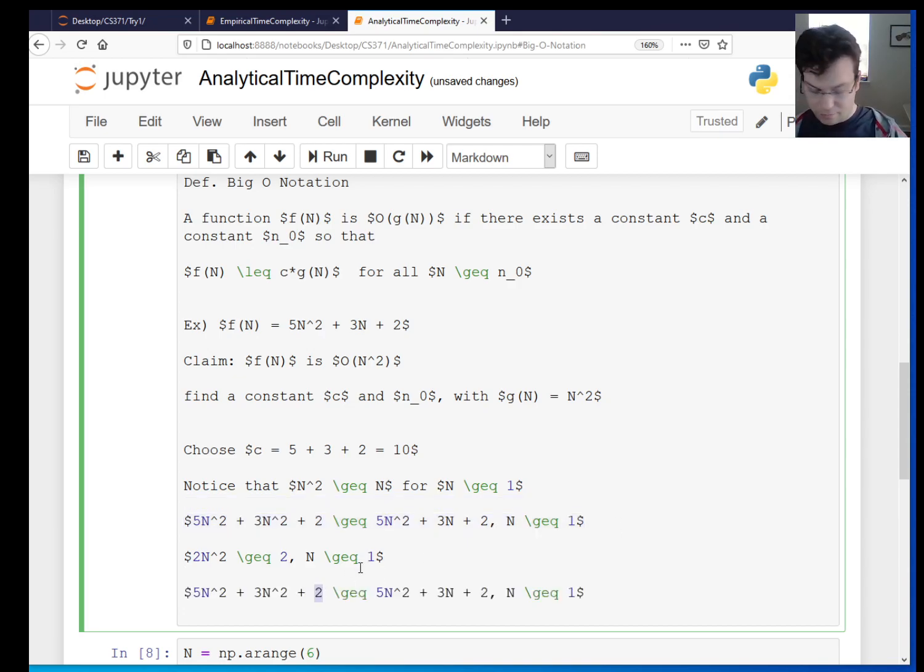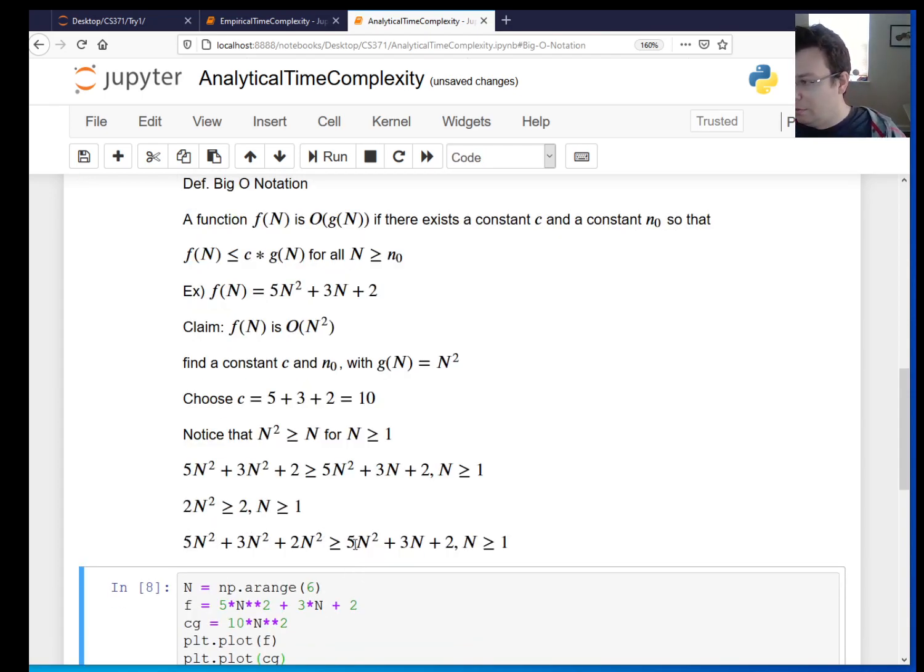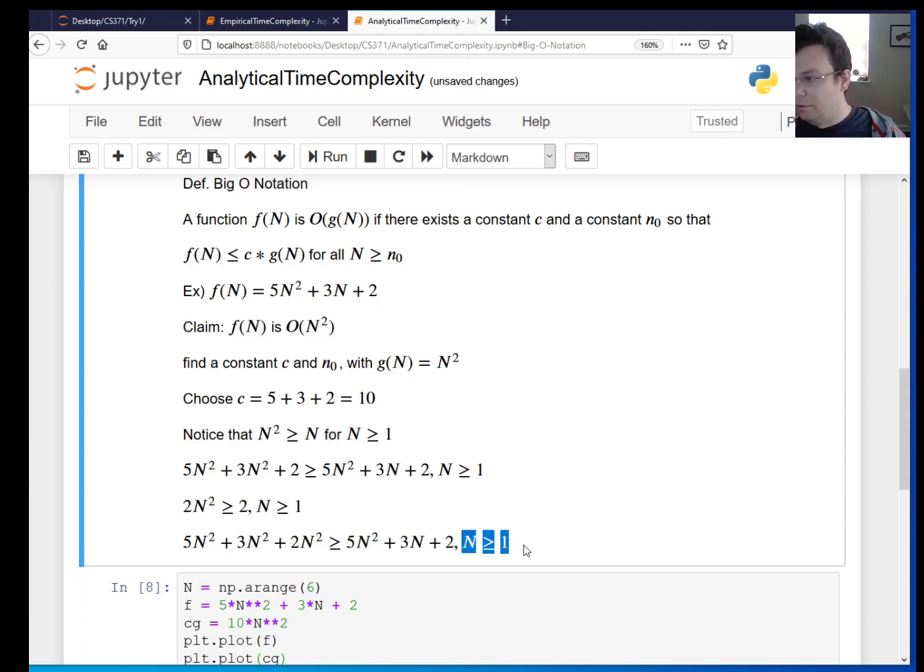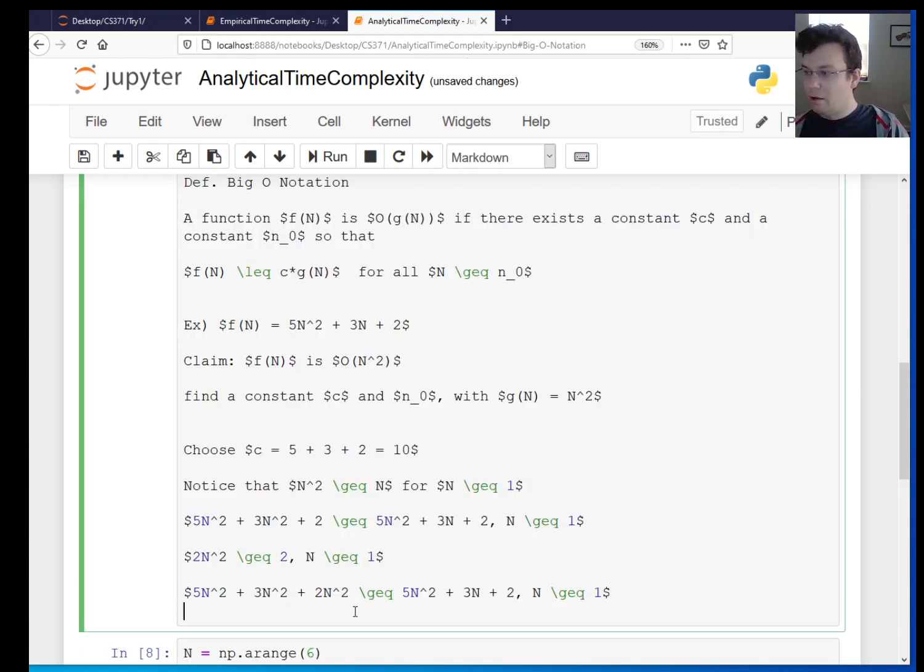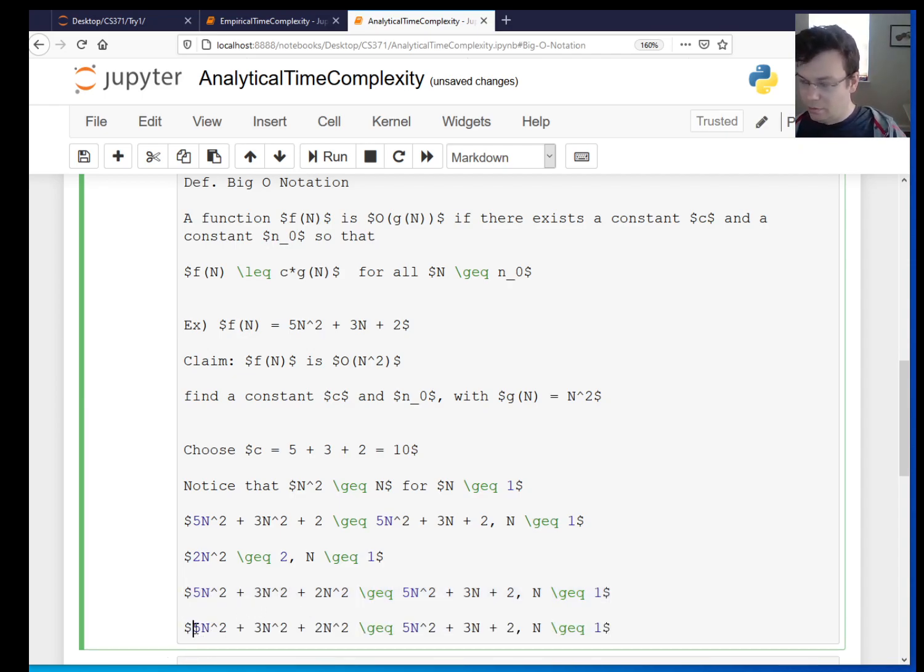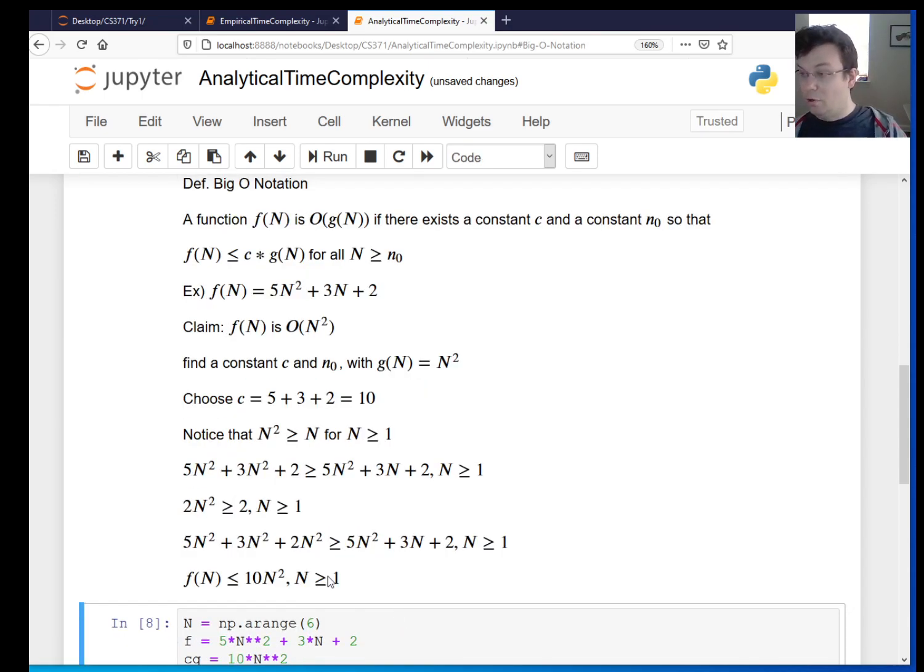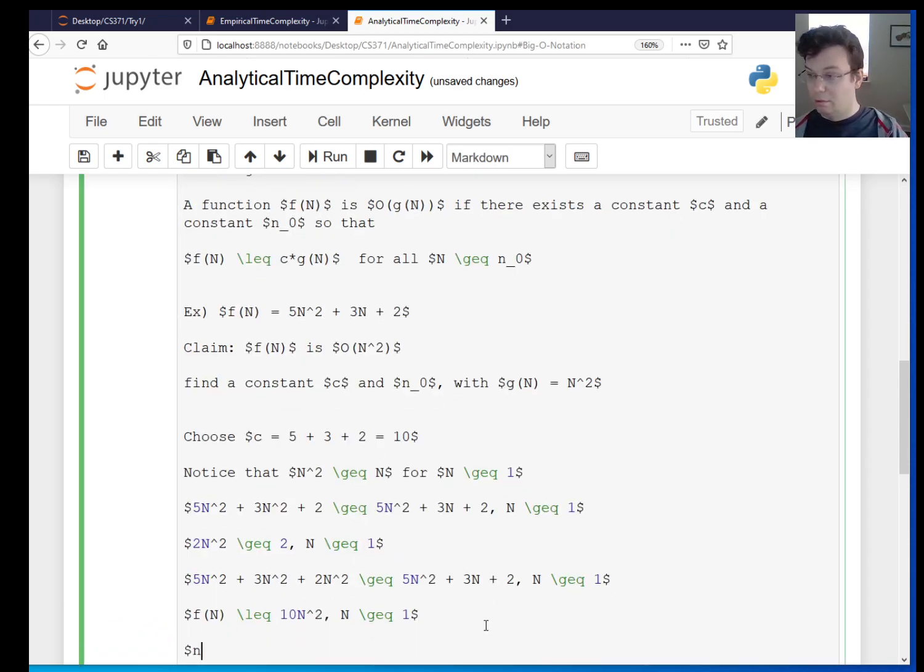So what I'm saying is the following. This whole thing is greater than or equal to my f when n is greater than or equal to 1. Well, awesome. Now I can combine these like terms and say that 10n squared is greater than or equal to my f. So I'll write the other way. I'll say that f of n is less than or equal to 10n squared when n is greater than or equal to 1. So awesome, we just found our other constant, n0. So in this case n0 is 1.